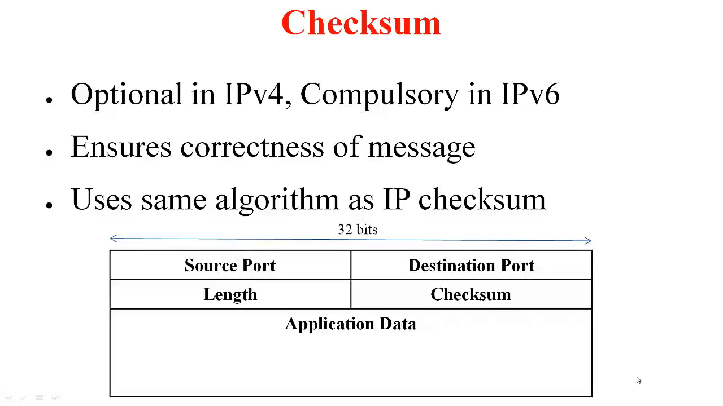And then there is the checksum. This is the additional service on top of multiplexing and demultiplexing that UDP provides. This checksum is optional in IP version 4, whereas it is compulsory in IP version 6. Why do you think that is? Because in IP version 6, the IP header has no checksum, so it's good to do it at a higher layer, that is, at the transport layer. This checksum basically ensures the correctness of the message, and it uses the same algorithm as the IP checksum.